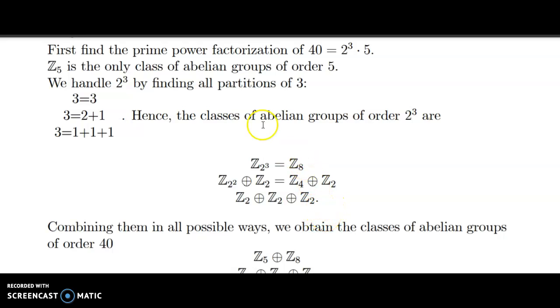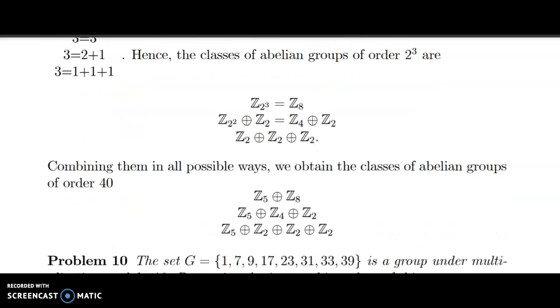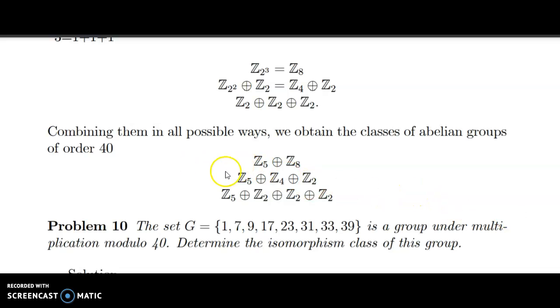And then you combine each possibility for the 5 power, it is only 1, with each possibility for the 2 power. We have 3 possibilities here. This way we get Z5 plus Z8, Z5 plus Z4 plus Z2, and Z5 plus Z2 plus Z2 plus Z2. There are 3 isomorphism classes of abelian groups of order 40.